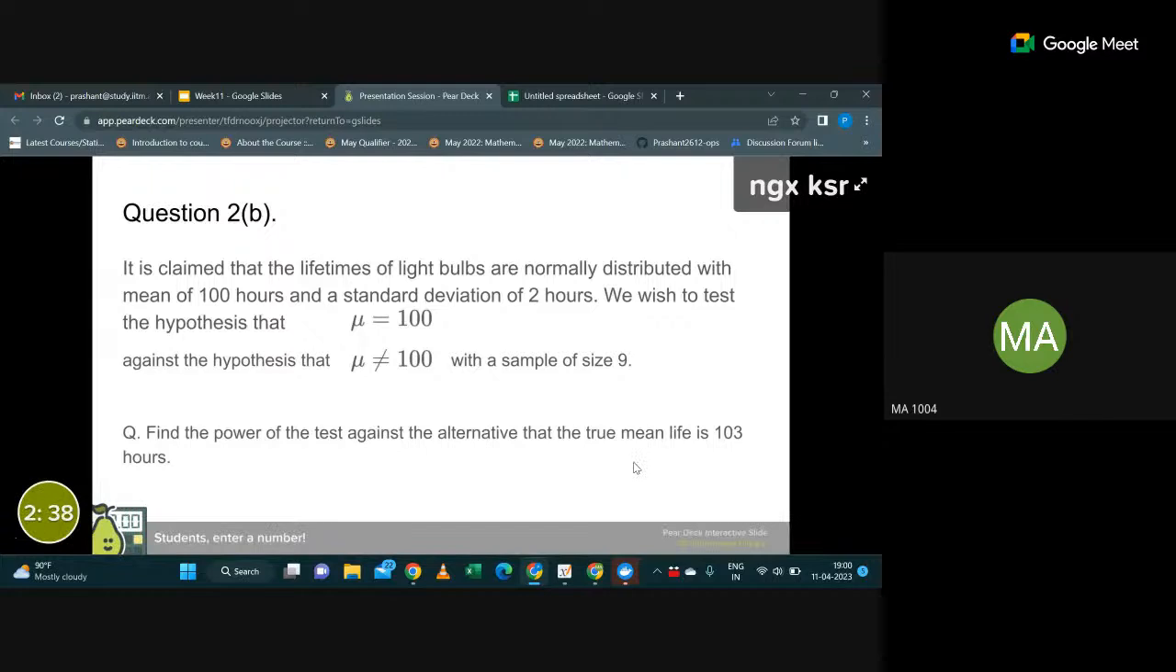Because in quiz 1, we are considering 1 to 4. In quiz 2, we are considering the major portion from 5 to 8, some portion from 1 to 4. And similarly, for the end term exam, we are considering the major portion from 9 to 12 and some portion from 1 to 8. You can expect the same level as quiz 2.